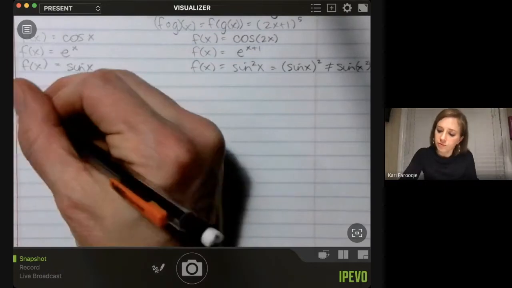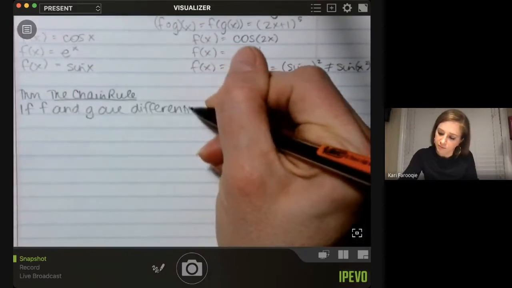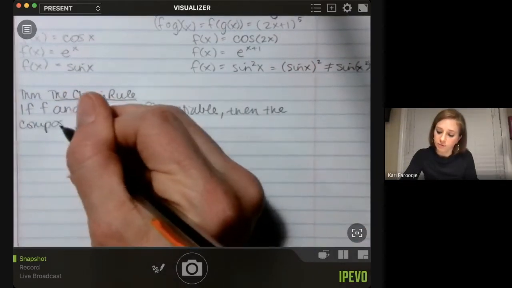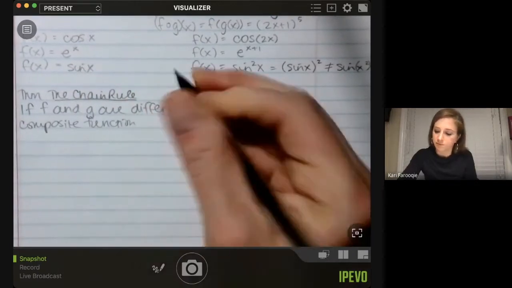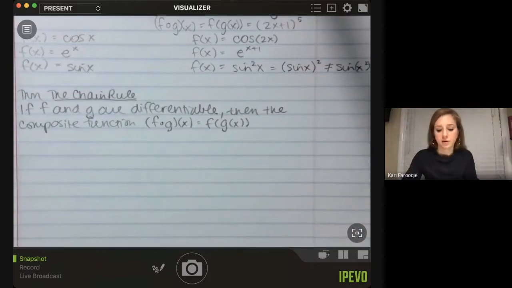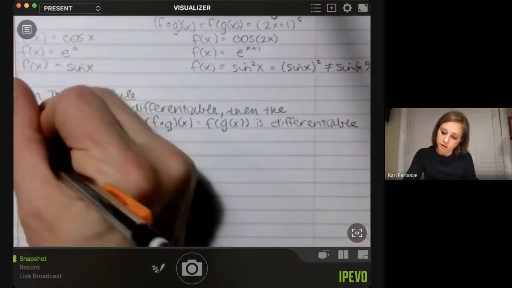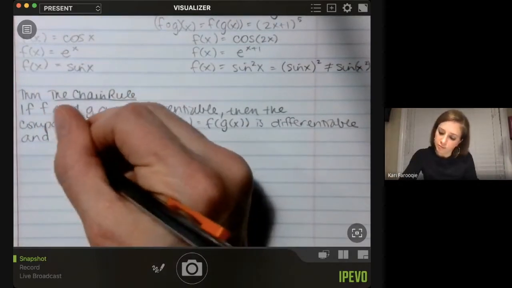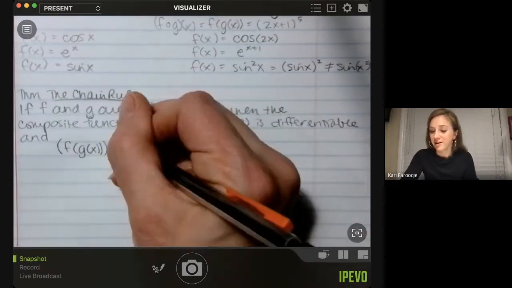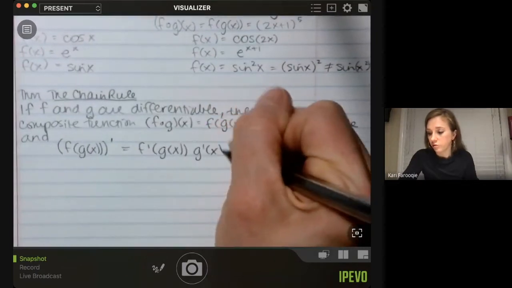If f and g are differentiable, then the composite function f of g of x is differentiable and f of g of x, quantity prime, is equal to f prime of g of x times g prime of x.